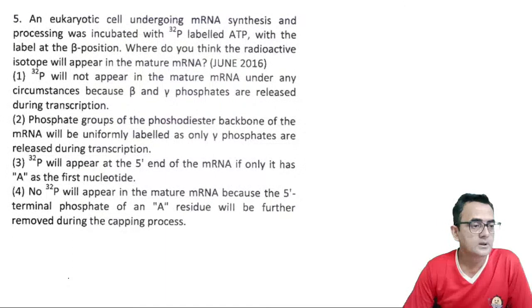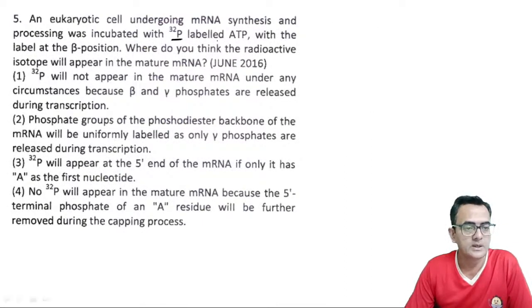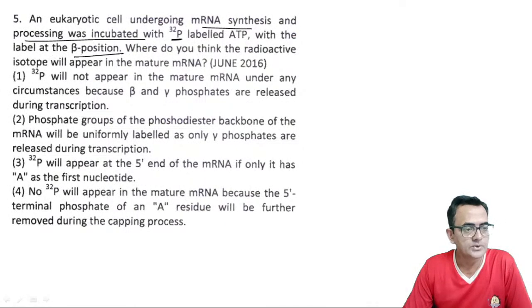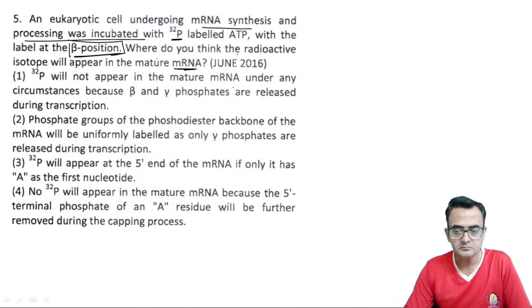Next question: a eukaryotic cell undergoing mRNA synthesis and processing was incubated with P32 labeled ATP, with the label at the beta position. Okay, now you can remember the beta position. Labeled ATP with the label at the beta position, labeling is done, right? Where do you think the radioactive isotope will appear in the mature mRNA? Where will it appear in the mature mRNA, right? This is a simple question actually, right?